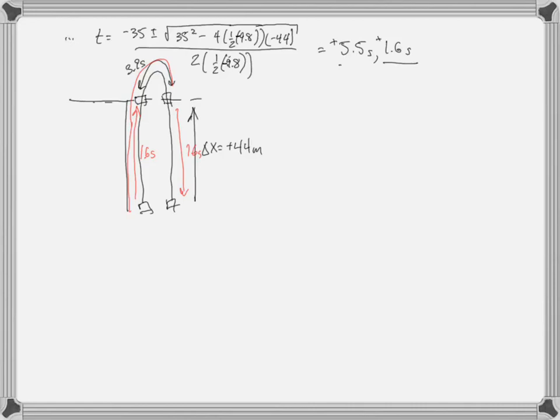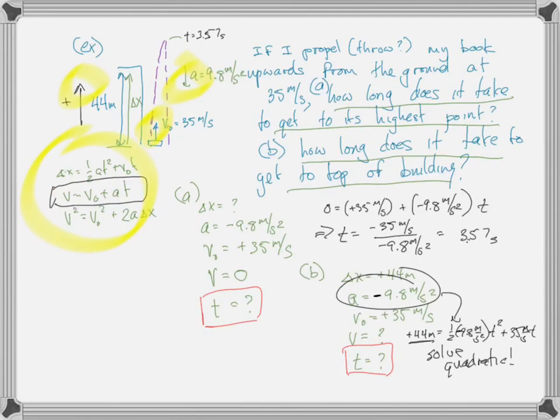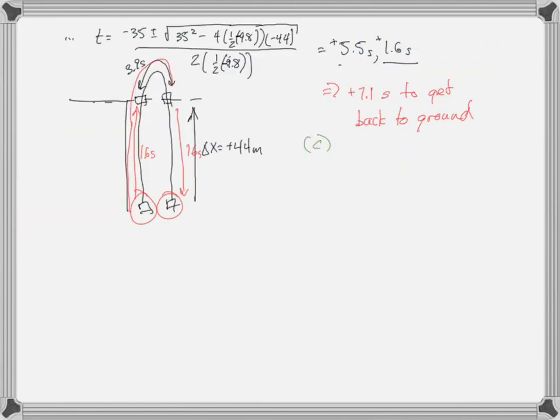I was thinking we knew the time for the whole trip if we started at the ground and finished at the ground. We could figure that out and then compare it to this number, which is 1.6 plus 5.5, which is 7.1 seconds. Therefore, it should be 7.1 seconds to get back to the ground from when it started, right? So you could do the whole trip. Actually, sorry, I'm doing this backwards, but let's do that. Let's do part C and ask how long it takes to do the whole trip. It should be 7.1 seconds.